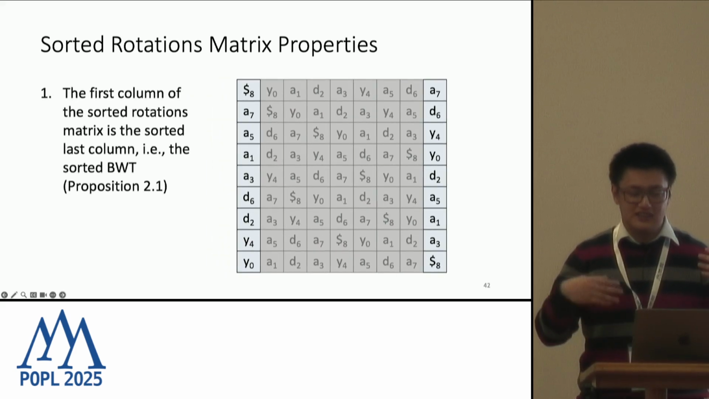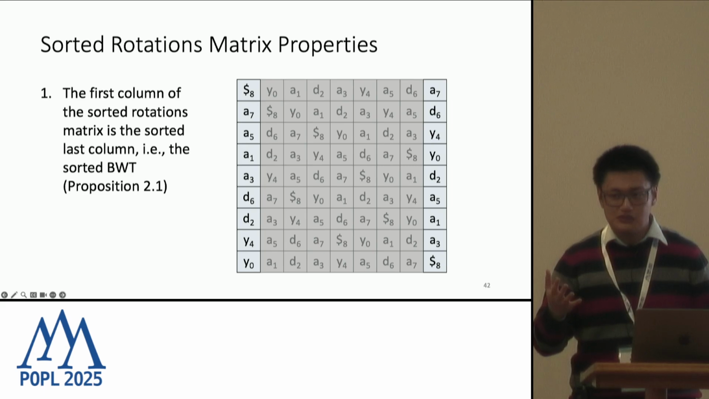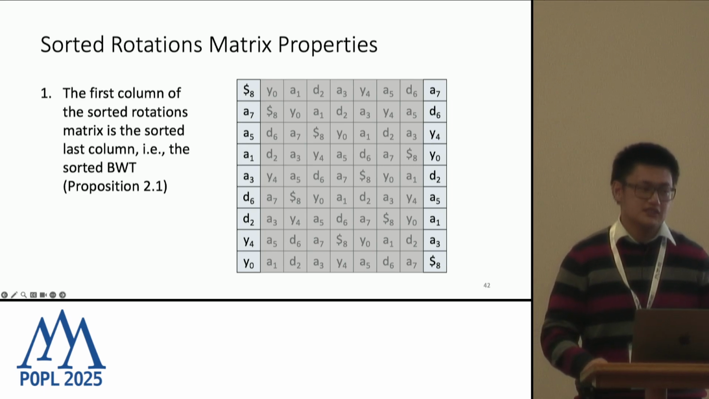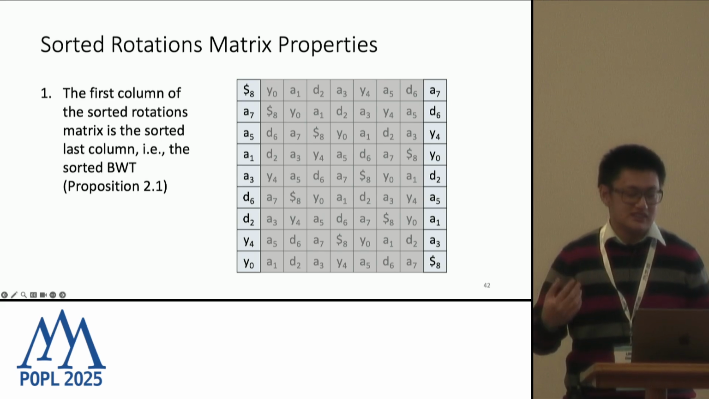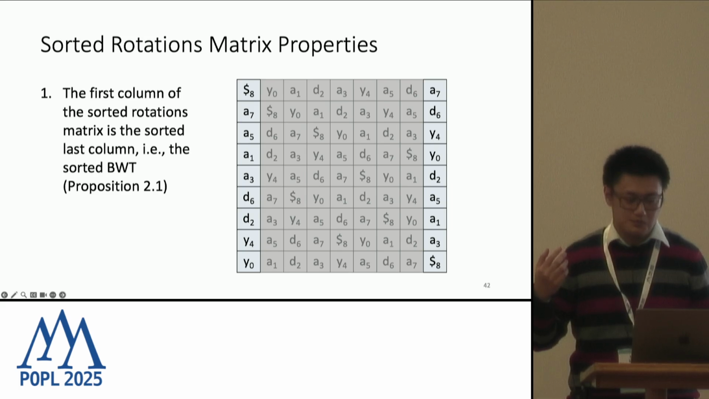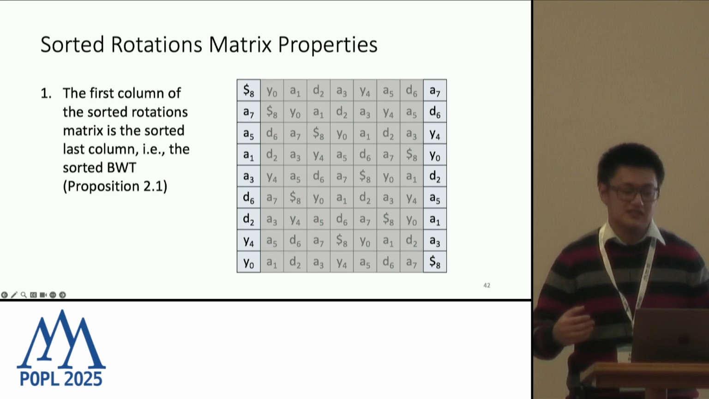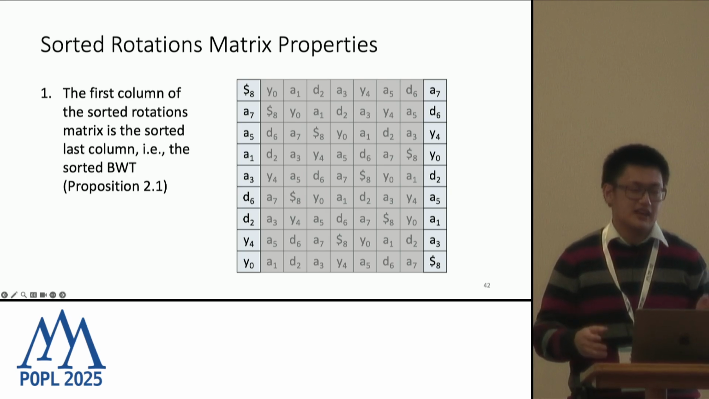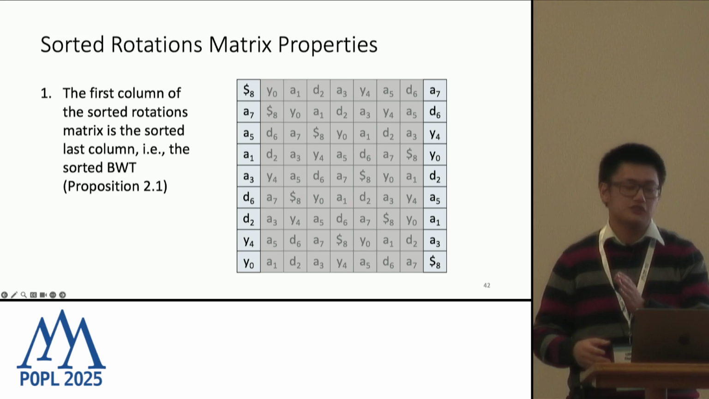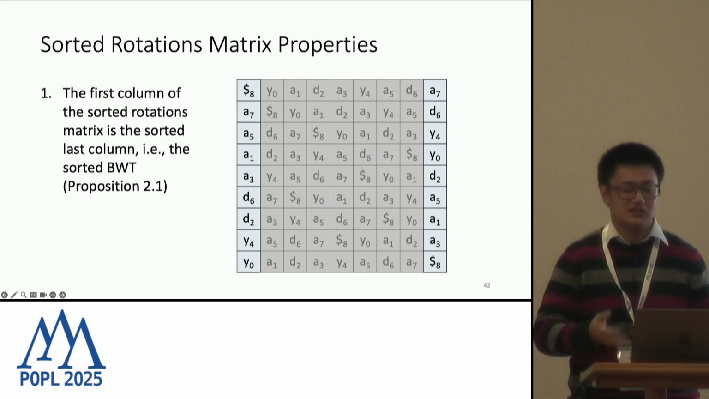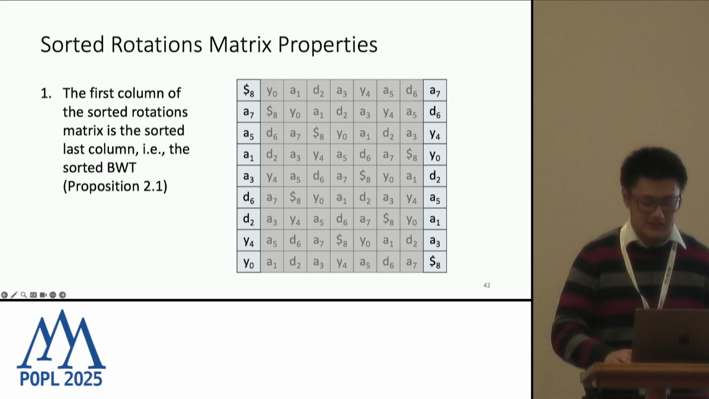The first one is fairly simple, which is that the first column is just the sorted last column. Now, this follows simply because the first column is the first symbol in the sorted rotation matrix, so that has to be all in sorted order. And the other thing is that each column is a permutation of the original sequence. And so that's why this property holds.